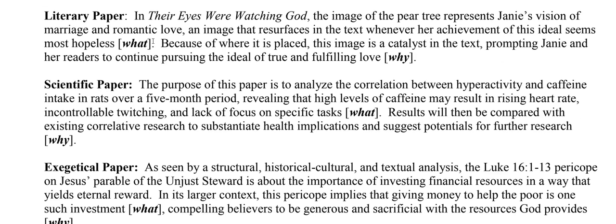In a literary paper, in Their Eyes Were Watching God: The image of the pear tree represents Janie's vision of marriage and romantic love, an image that resurfaces in the text whenever her achievement of this ideal seems most hopeless. So that's the what. In other words, what is the topic of your paper? Then you're going to have your because, the why. Because of where it is placed, this image is a catalyst in the text, prompting Janie and her readers to continue pursuing the idea of true and fulfilling love. Why? So here you have a good thesis statement with a what and a why.